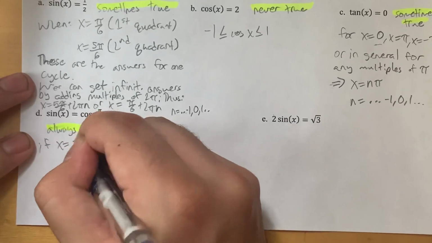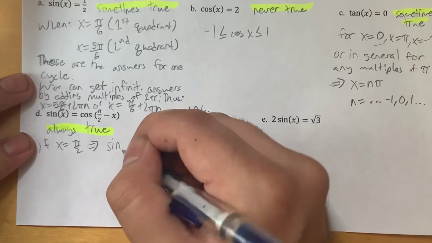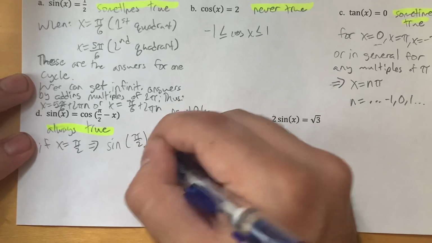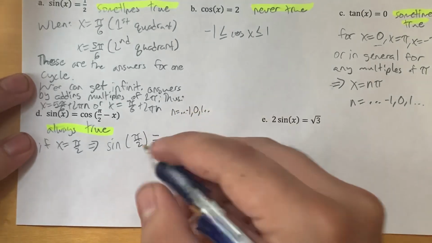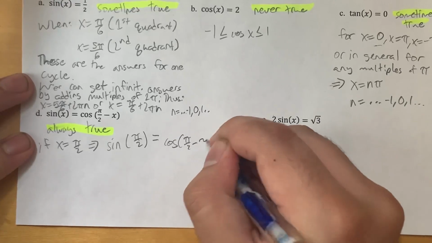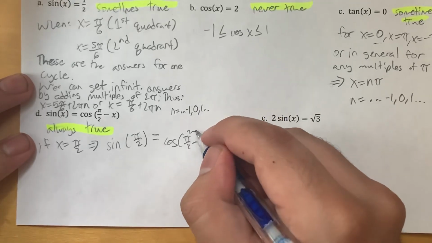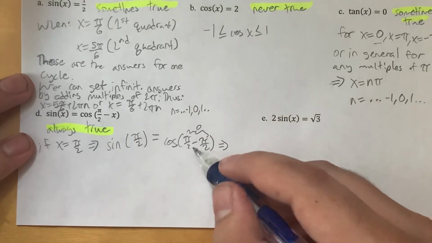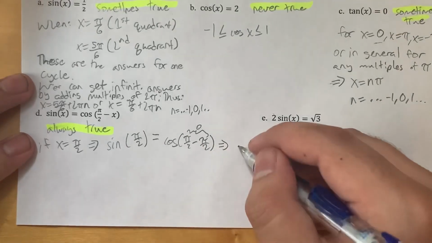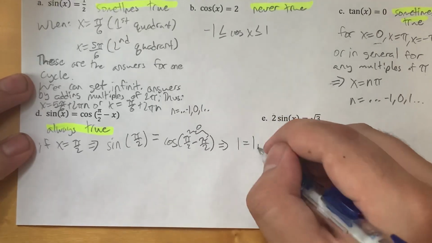If x equals pi over 2, right? So sine of pi over 2 equals cosine of pi over 2 minus pi over 2. So cosine of essentially 0. So cosine of 0 equals sine of pi over 2, which they do equal, because cosine of 0 equals 1. Sine of pi over 2 equals 1. 1 equals 1. That checks out.